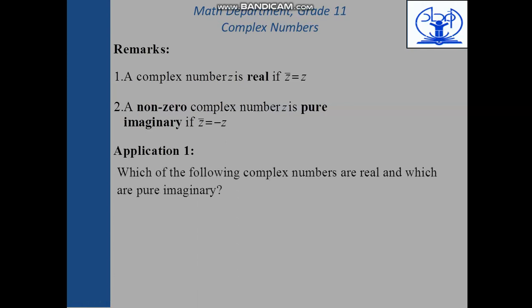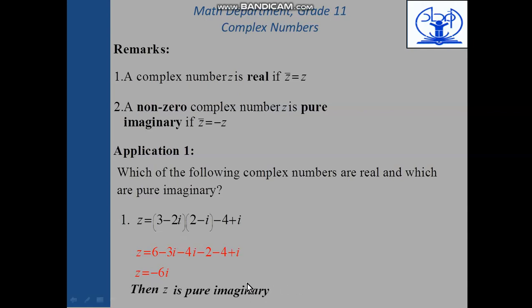Application 1. Which of the following complex numbers are real and which are pure imaginary? z equals 3 plus (3 minus 2i) times (2 minus i) minus (4 plus i). We multiply, it's equal to 6 minus 3i minus 4i plus 2i squared, so it's minus 2, minus (4 plus i). And now we simplify 6 and minus 6 to get minus 6i. Then z is pure imaginary.